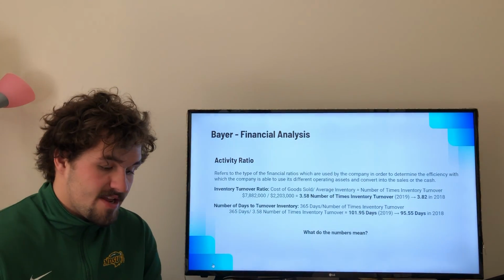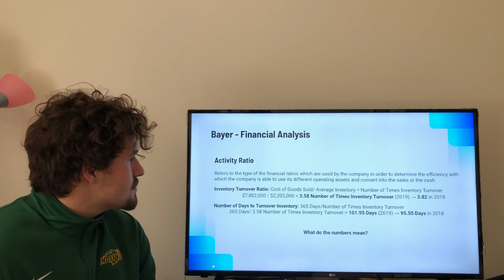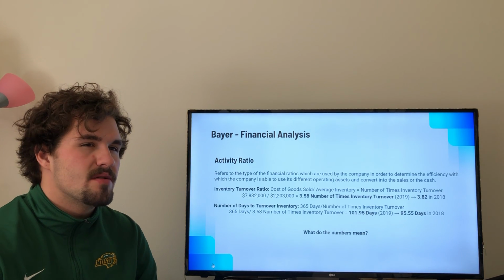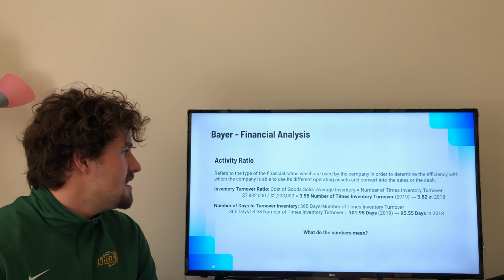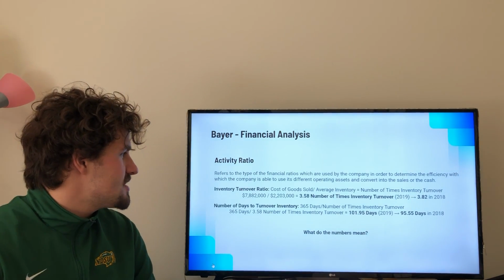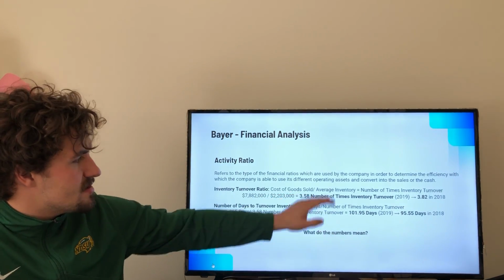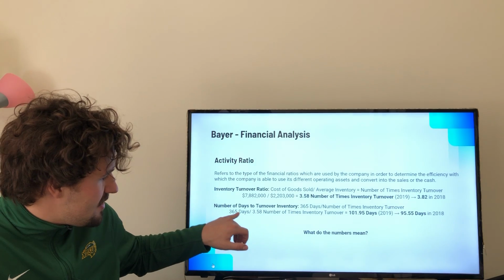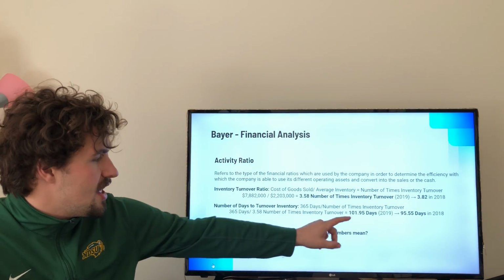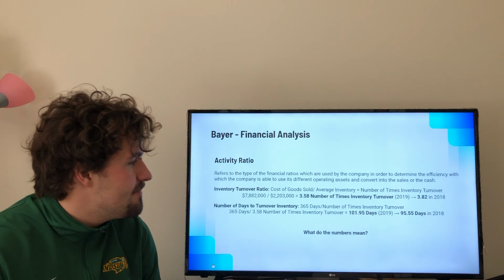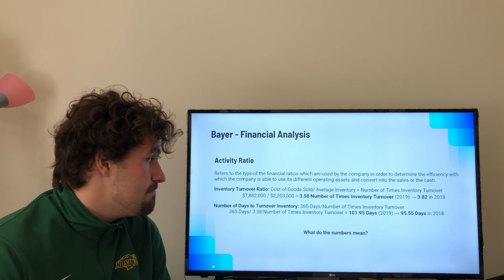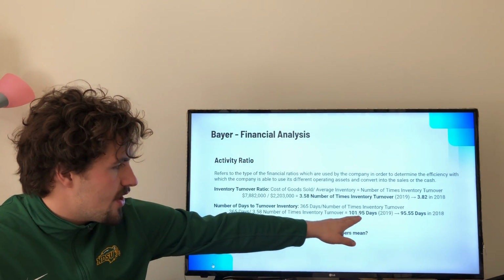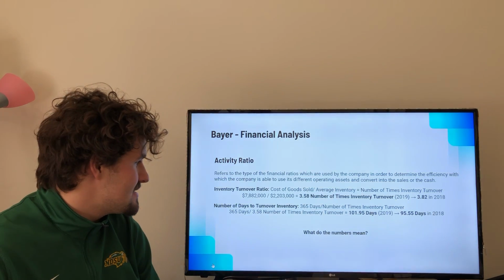All right, now we'll look at financial analysis of Bayer. So first we'll look at activity ratio, which is a ratio that determines the efficiency with which a company uses its assets to convert them to sales or cash. So we use inventory turnover ratio, which is cost of goods sold divided by average inventory, and we get 3.58. When you get that number, you divide 365 days by that number, and you get the number of days that it takes Bayer to turn over their average amount of inventory, which is this 2 million. So we see in 2019 it's 102 days and 96 days in 2018.